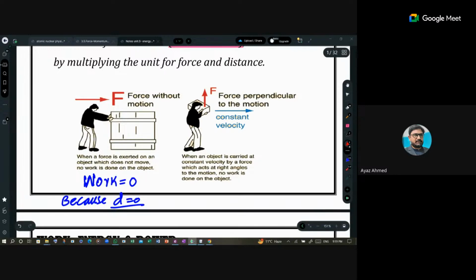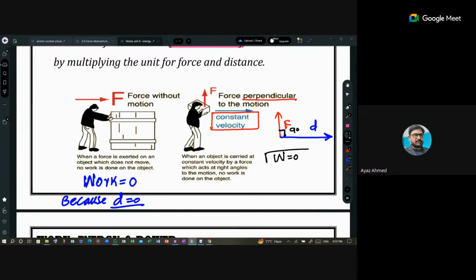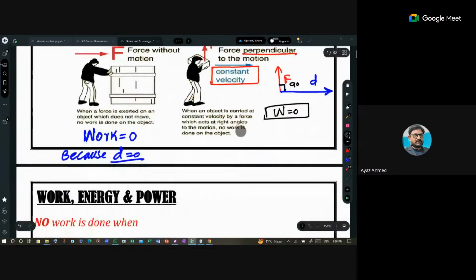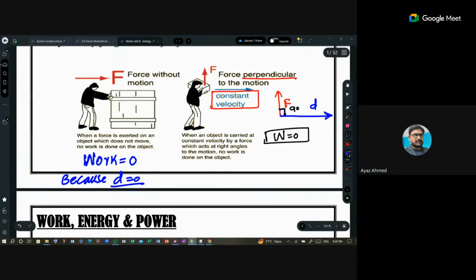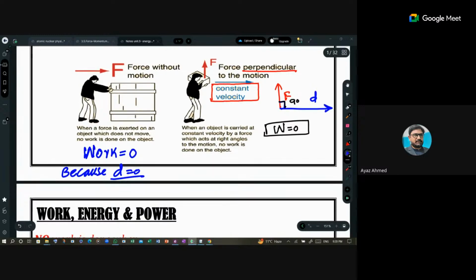This is one situation. But when our body is displaced not in the direction of force, I mean when it is displaced perpendicular to the direction of force, at that time work is also 0. If you are applying force in the upward direction, this is your force, and displacement is in this direction, then both of these are perpendicular to each other. They are making a 90-degree angle. So here work is equal to 0. Remember, when force and displacement are perpendicular to each other, work will be equal to 0.